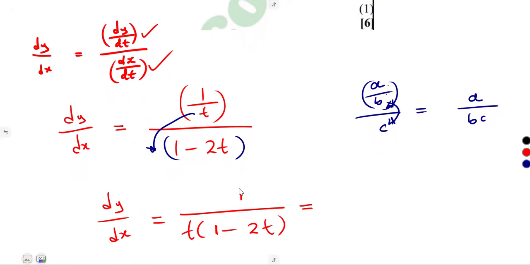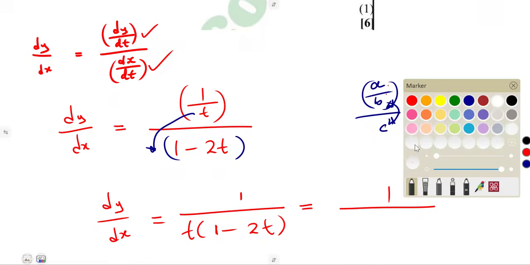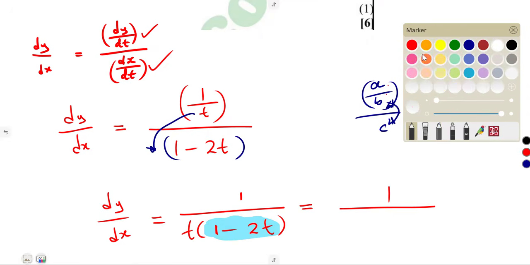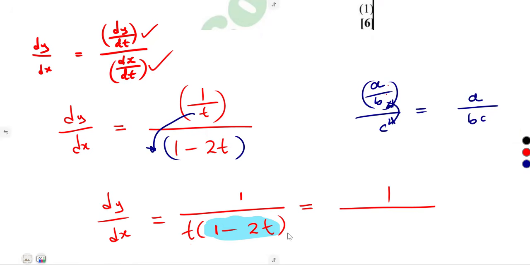So thus I can even expand it as 1 over, distributing by t, which is outside of the bracket. We're going to distribute this part. If we multiply t times 1, that is t, and t times minus 2t is minus 2t squared. So that is it.